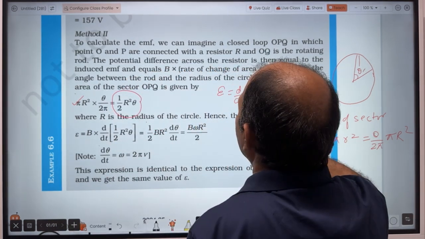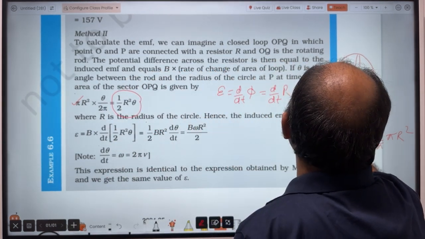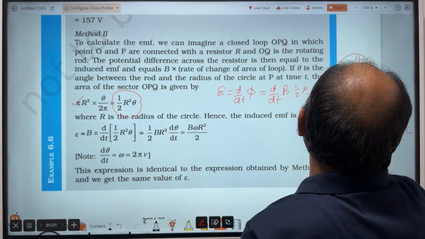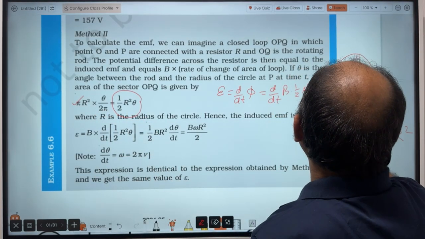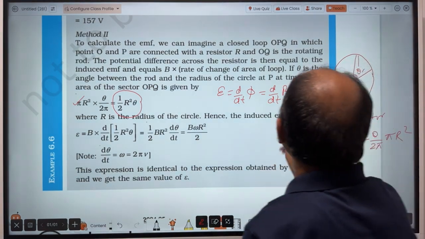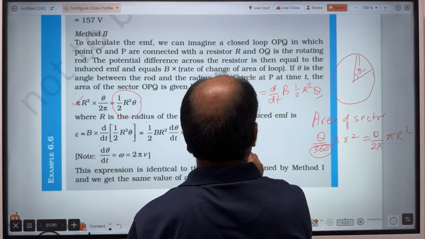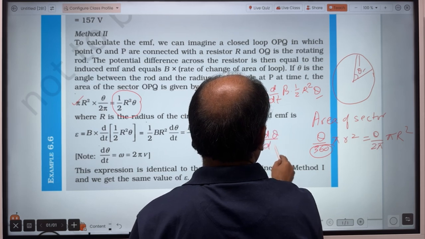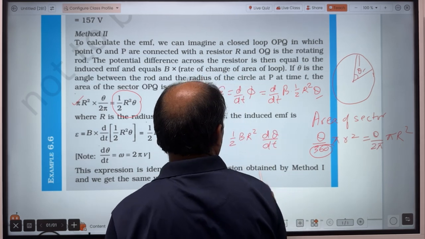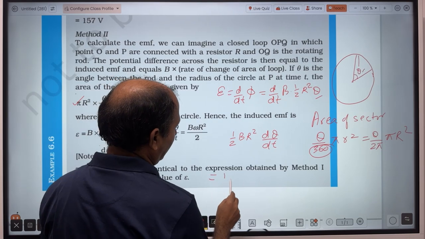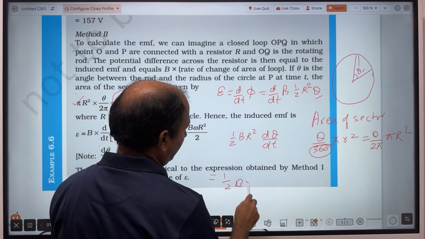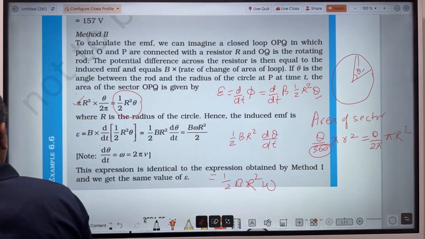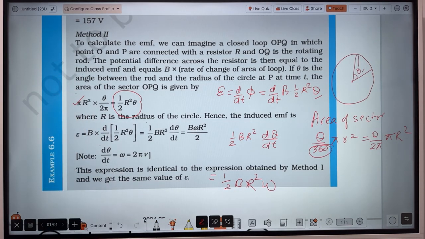Phi is BA, and B is fixed, and area we have found as 1 by 2 r square theta. So here the differentiable term is theta only. So half B r square outside, d theta by dt, and if you remember d theta by dt is omega, so we get 1 by 2 B r square omega. So this is another method of finding the same thing. I think the thing is clear.